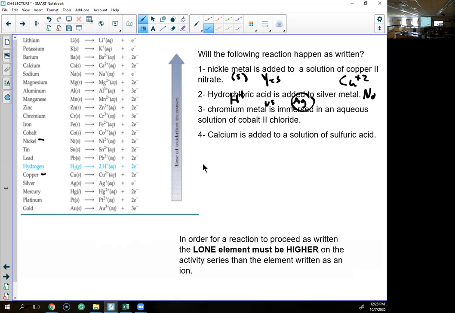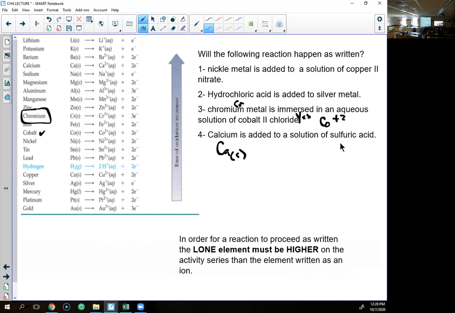Okay, here we go. Chromium metal, so this is my solid. Aqueous cobalt. So is my lone element higher? Where is chromium? Right here. Is it higher than cobalt? Yes. So does this happen? Yes. Calcium is added, so calcium is my solid.